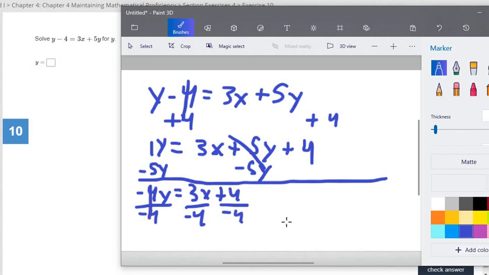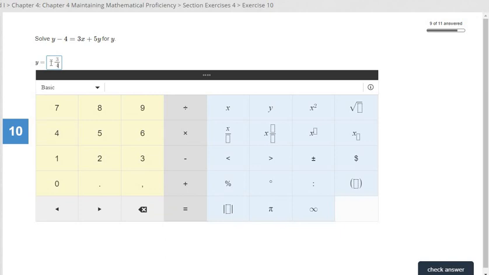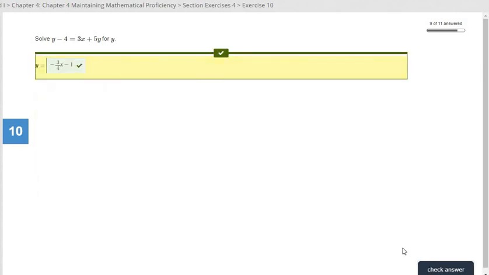So now this will cancel, leaving us just y equals. Fractions like this, you just keep them how they are, so it just becomes negative 3 over 4x. And then 4 divided by negative 4 is negative 1. So this will be our answer here, y equals negative 3 over 4x minus 1. Make sure that's correct. Yes.